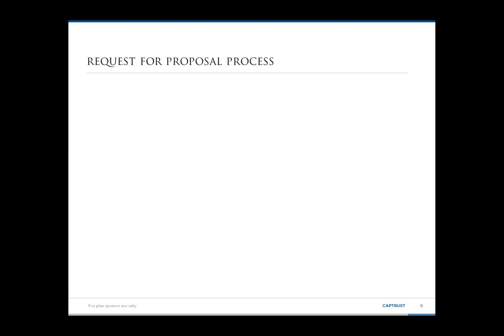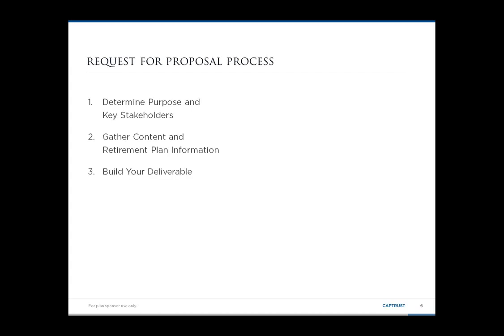So again, the takeaway that we want you guys to have as you sit through the webinar today is what we've done is we've created a 10-step checklist that will ensure a well thought out and efficient advisor RFP process for any organization. And those 10 steps are step 1, determining the purpose and key stakeholders. Step 2, gathering content and retirement plan information. Step 3, building your deliverable. Step 4, identifying the recipients that you'll send the RFP to. Step 5, determine the response structure and distribute your RFP.